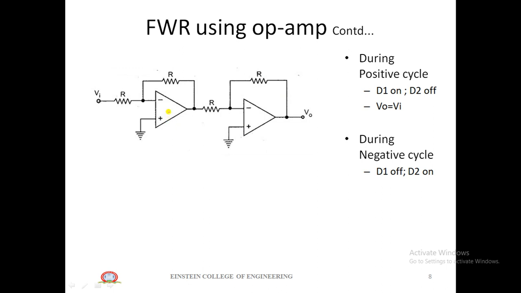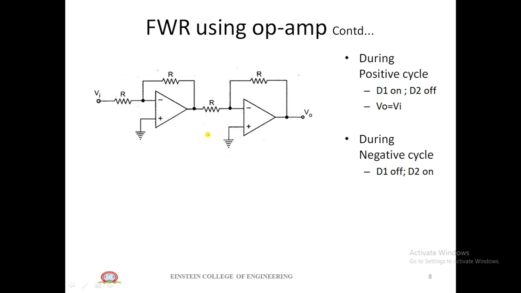Here the gain value of both operational amplifiers is 1, because for an inverting amplifier the gain is equal to RF by R in. Here the RF value is R and R in value is also R. So we can say R by R. So the gain value is 1.